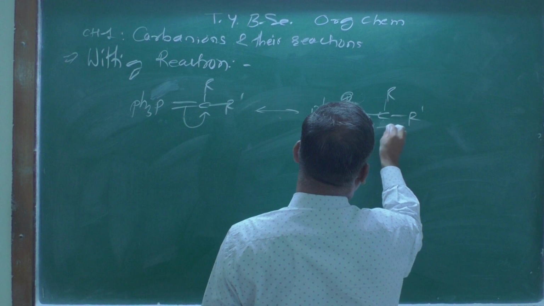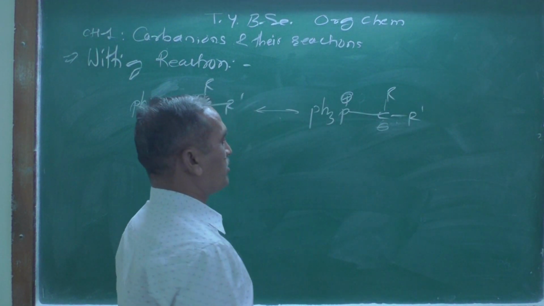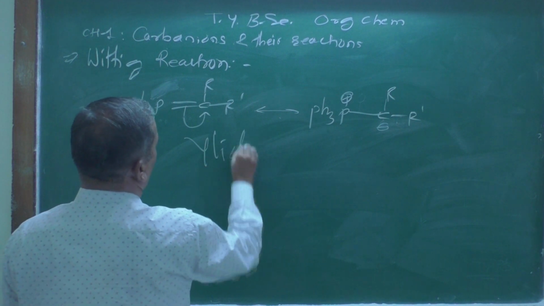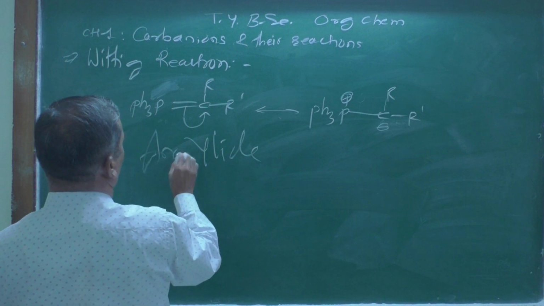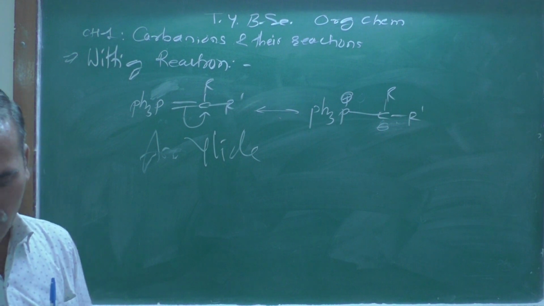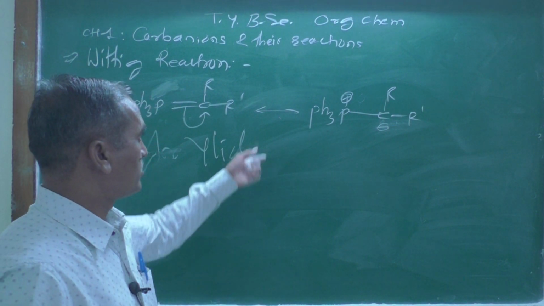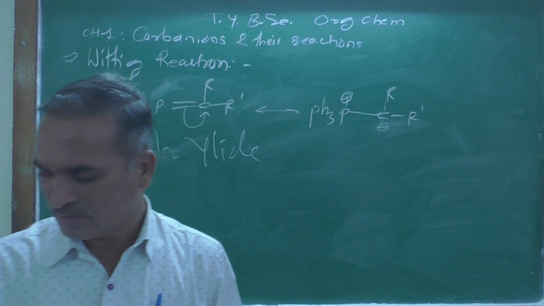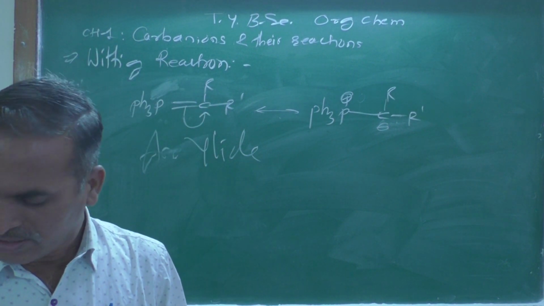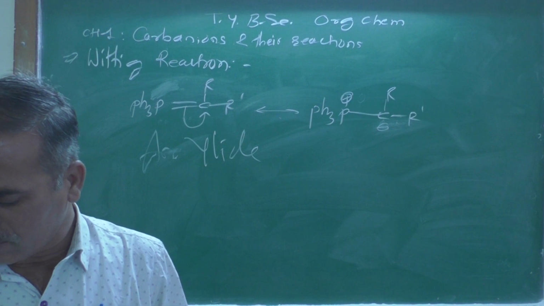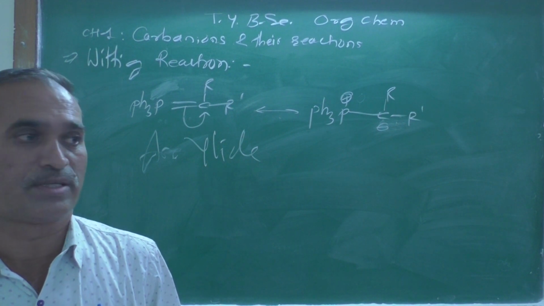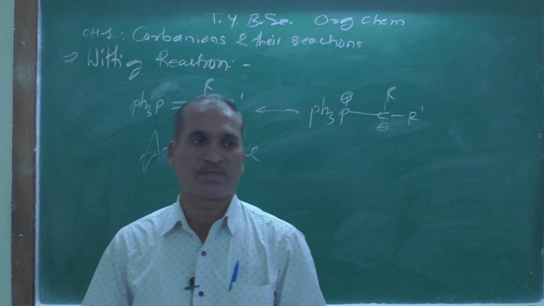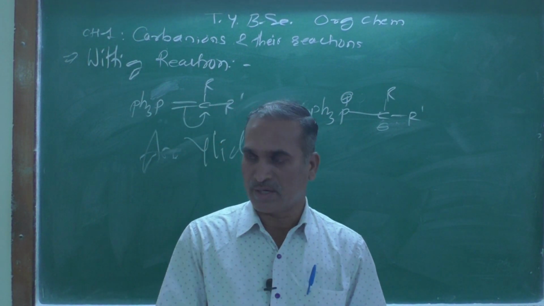Here there is a negative charge over there, and this type of species is known as an ylide. This type of carbanion ylide form we have seen over here. So I think with this we have completed chapter number 4. The name of that chapter is Carbanion and their reaction.